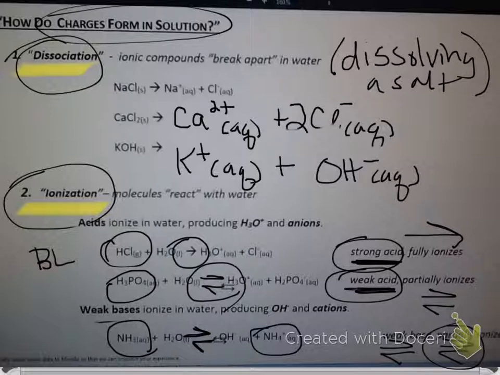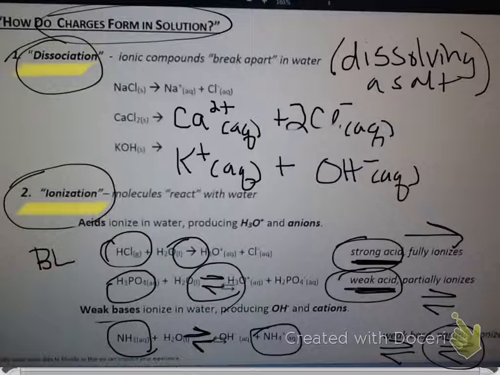So the bigger picture here is you got to be able to put everything together. What is an electrolyte? Electrolytes, we have two types, strong and weak. We know that soluble salts, acids, and bases are electrolytes. Soluble salts, strong acids, and strong bases, if you're given those lists, will always fully ionize. And weak acids and weak bases will only partially ionize. You'll get the equilibrium arrows.